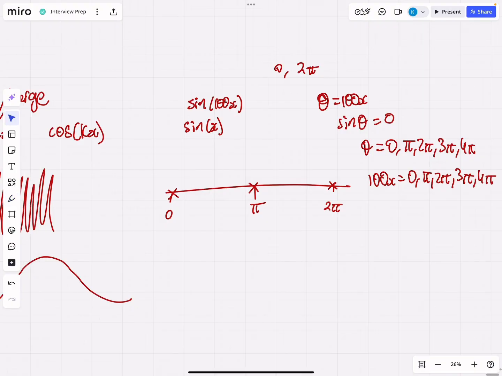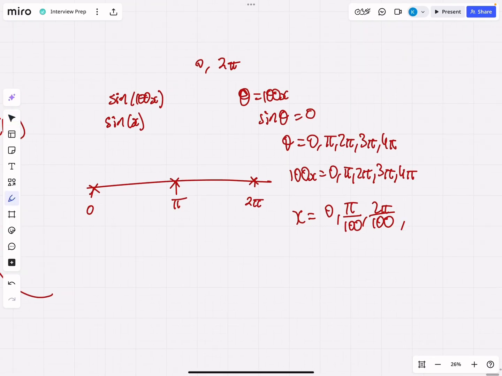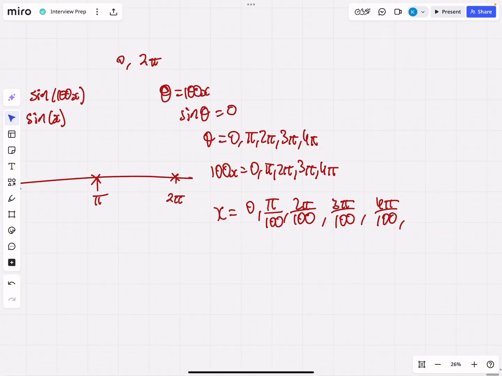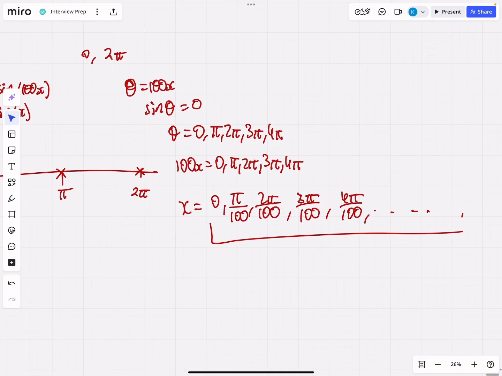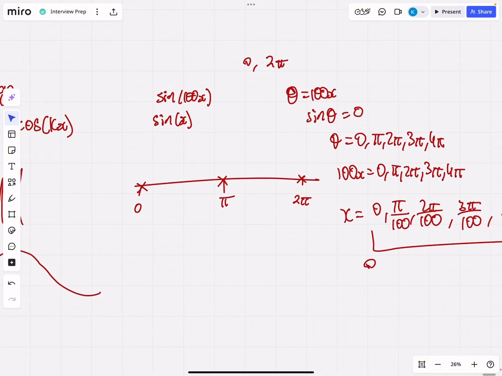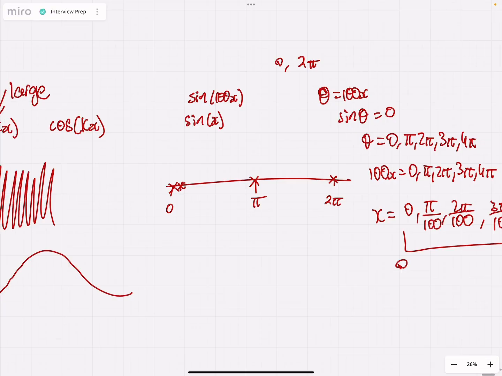I can fit many more zeros in this range simply because I'm going to be dividing all of the points where sine of x is equal to 0 by 100, right? Over 100, etc. And this will carry on until I end up at 2 pi. Okay. So I'm going to have way more points in between the range of 0 and 2 pi for sine of 100x.